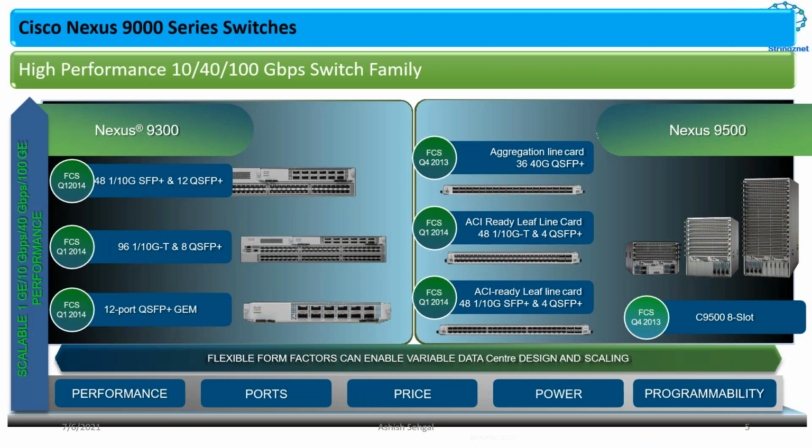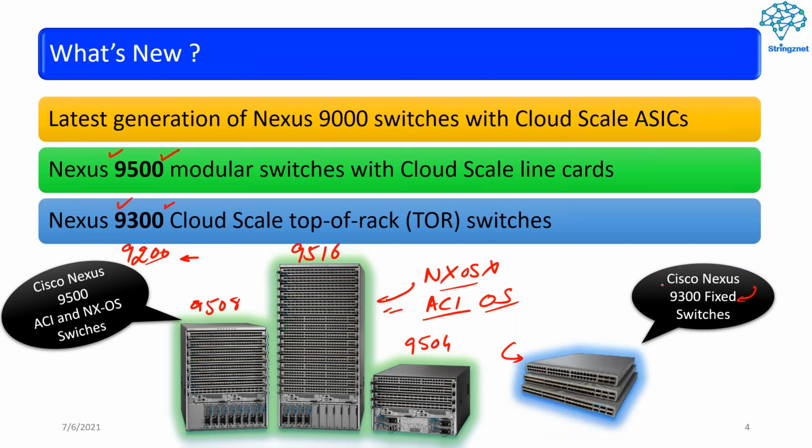So 9300 JC, first and foremost important thing is that the 9300 series JC are the fixed JC. They are not modular. They are not line card based JC. What we can do is add in some of the models additional line card modules in the module slots available with them. In case module slots are not available, then sorry, it's not possible.